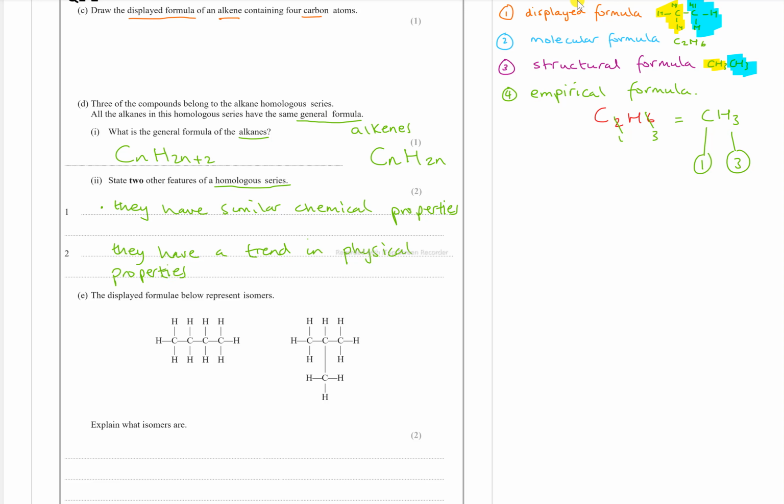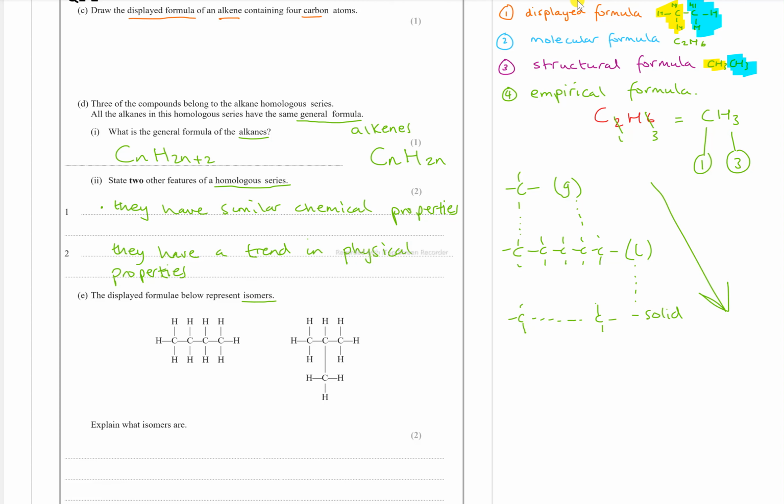This usually means something like this. For example, if you've got a small hydrocarbon, as you go down, the chain length will get longer, and it'll go from gas to liquid, and then it'll become a solid. So this is a trend in physical properties. You've got displayed formula.